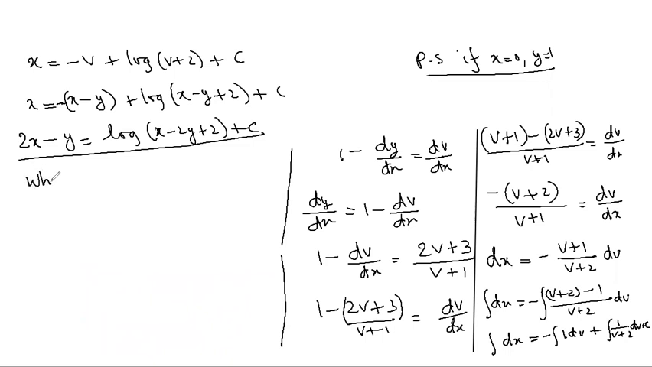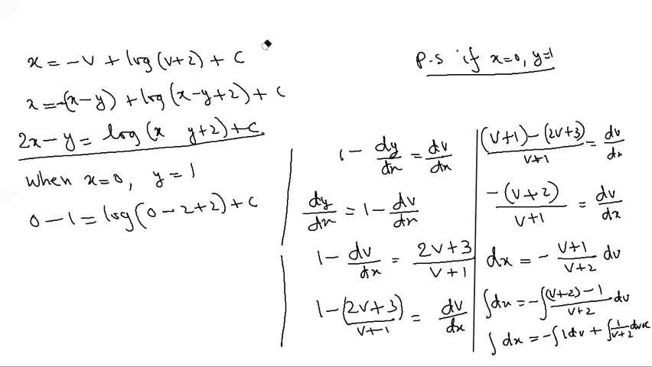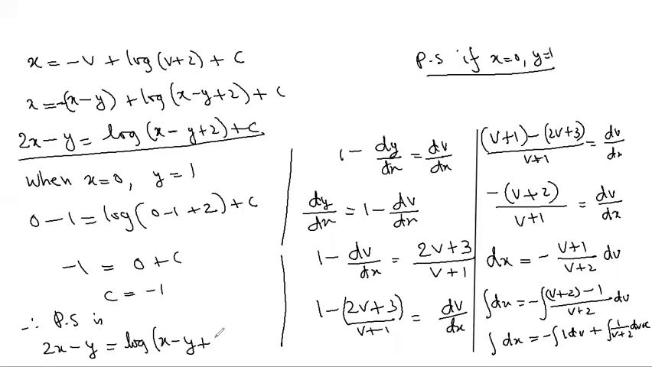When x is 0, y is 1. 0 minus 1 is log of 0 minus 1 plus 2. Oh. So x is 0 and x minus y plus 2, that's not 2 here, no? No, sir. You know why I said oh? Log of 0 can never come. Log of 0 is not defined. Log 1. So c is minus 1. Therefore, the particular solution is 2x minus y is log of x minus y plus 2 minus 1. This is your answer.